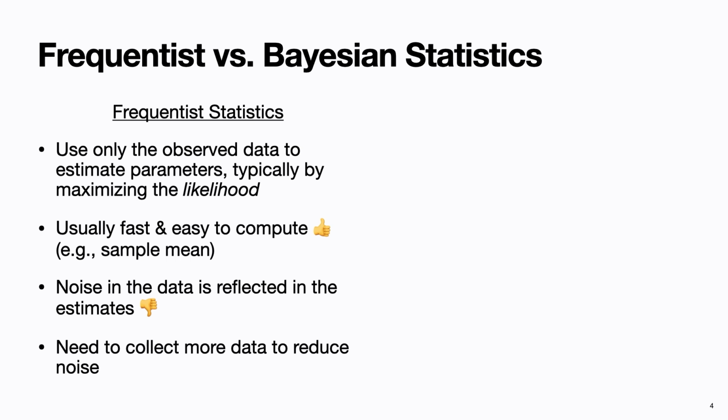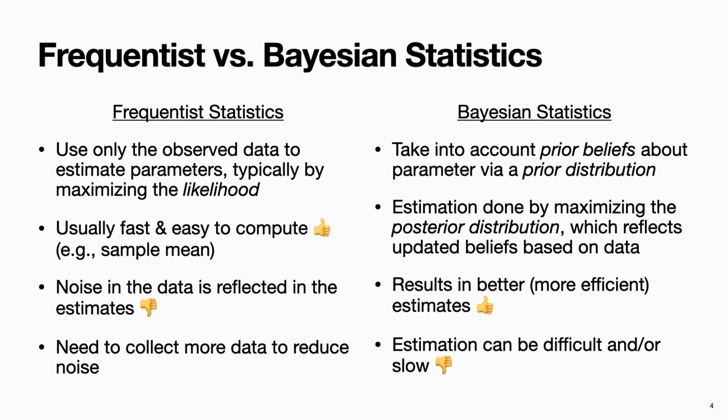said than done. In Bayesian statistics, we do something which is very natural, which is to take into account our prior beliefs via what's called a prior distribution. And so estimation is now done through the posterior distribution. And this reflects the updated beliefs about those parameters based on the data. So the nice thing about Bayesian statistics is that it results in better, as in more accurate estimates, but it can be intimidating because it has a reputation of being difficult and or slow. So I'm hoping to convince you that, at least in this context, it does not have to be difficult or slow.